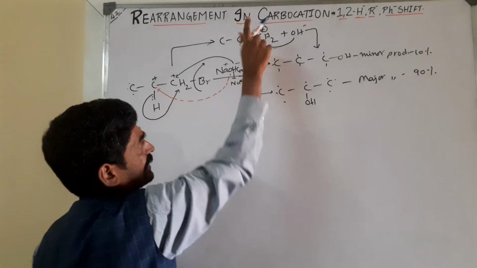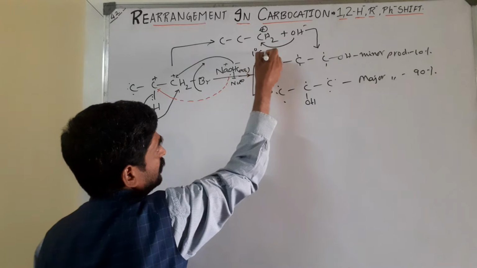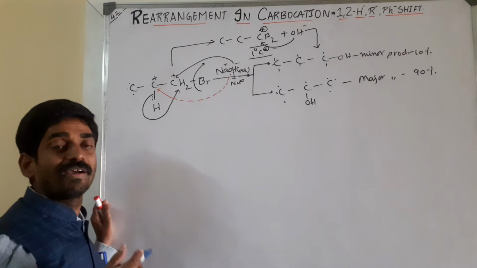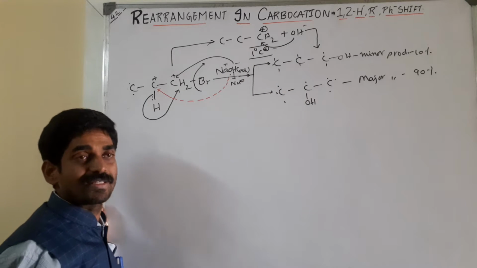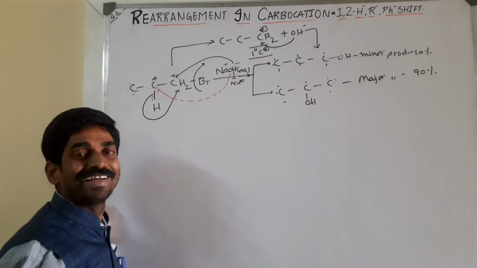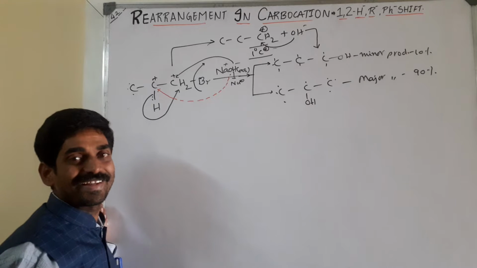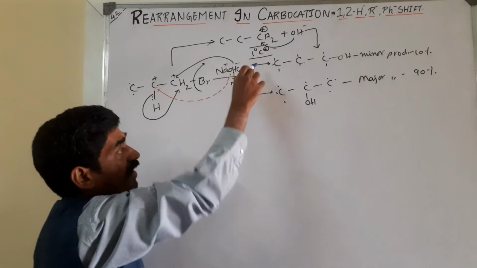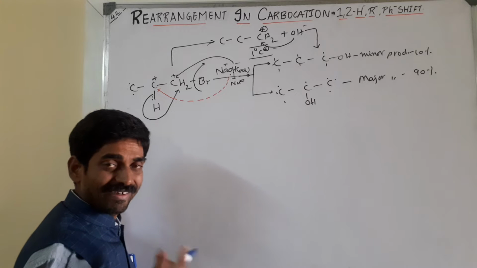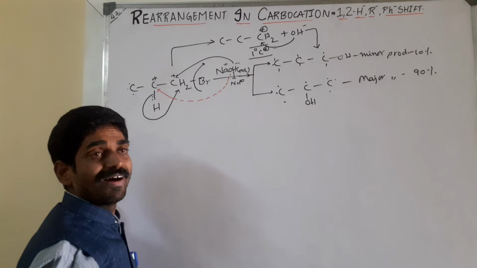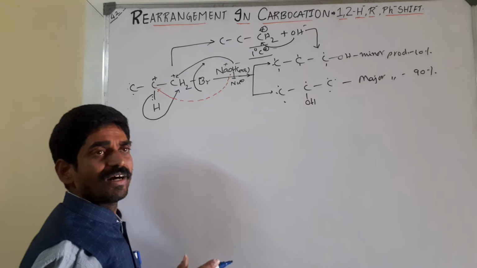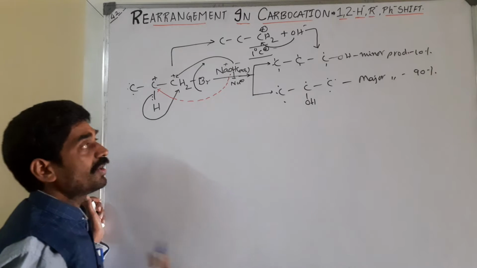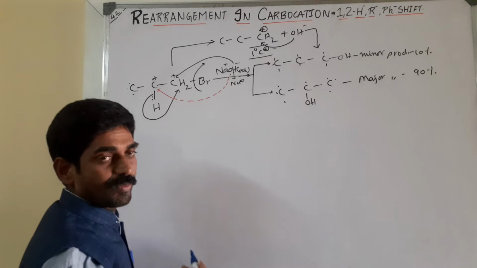Because you are getting a primary carbocation here, it is a less stable carbocation. The order of stability of carbocations is: tertiary carbocation is more stable, next secondary, next primary, right? So that's why you can convert the formed less stable primary carbocation into a more stable secondary carbocation, or possibly a tertiary carbocation. For that we have to follow this rearrangement of carbocations.